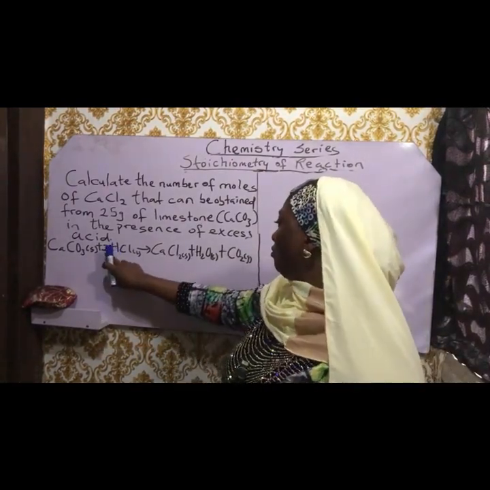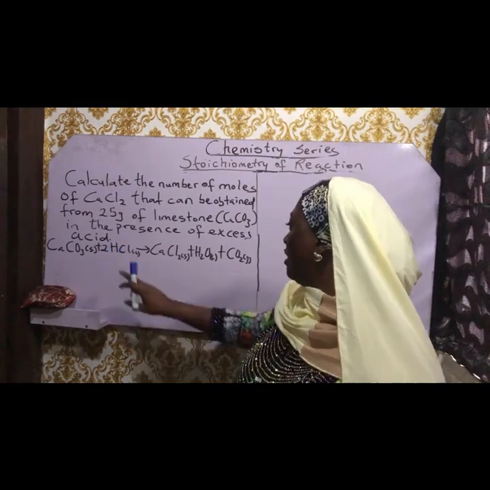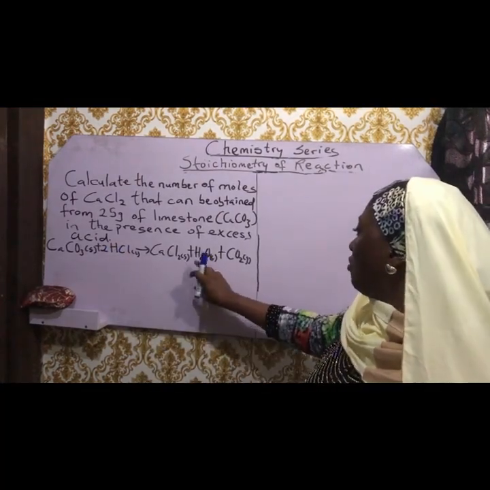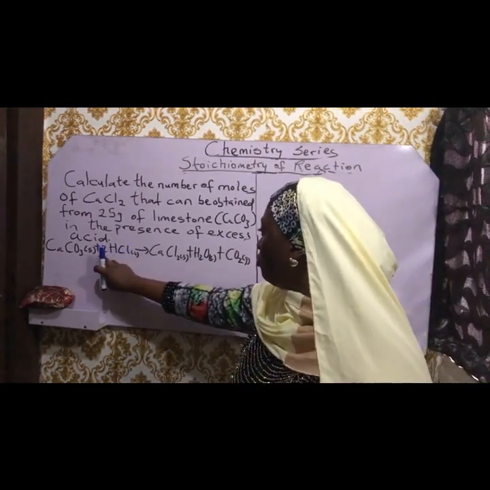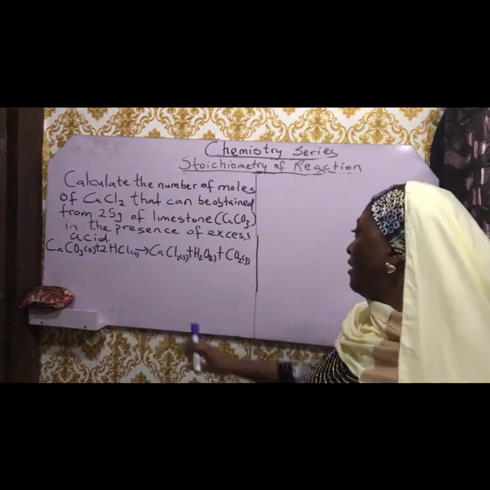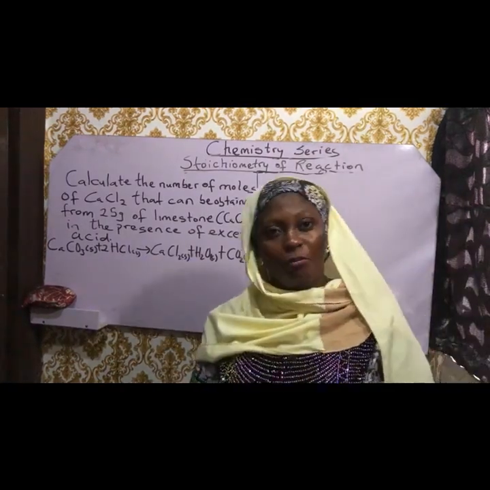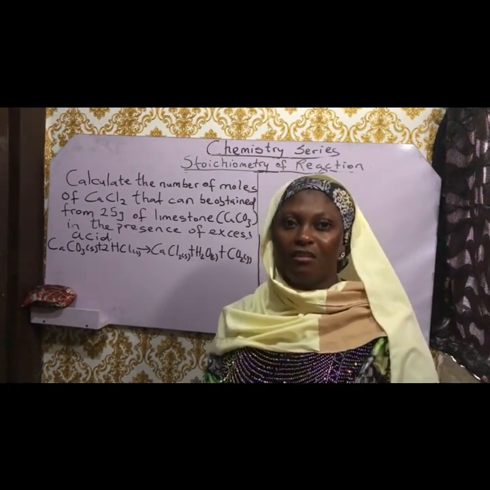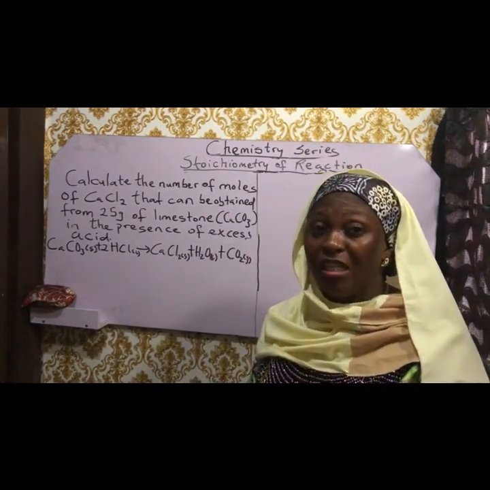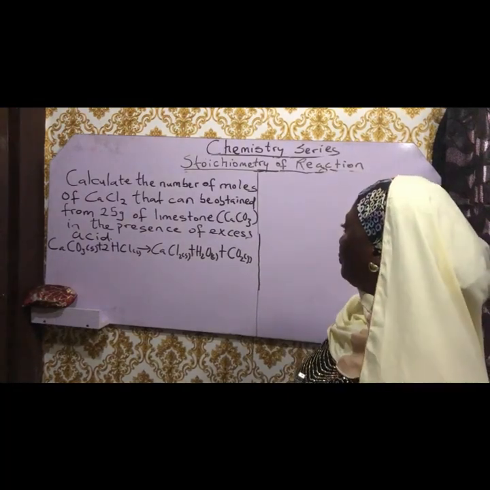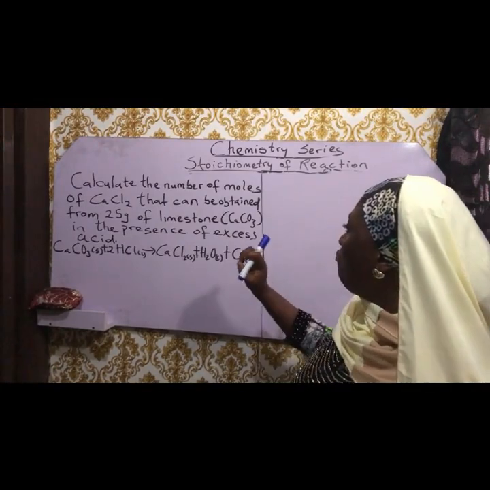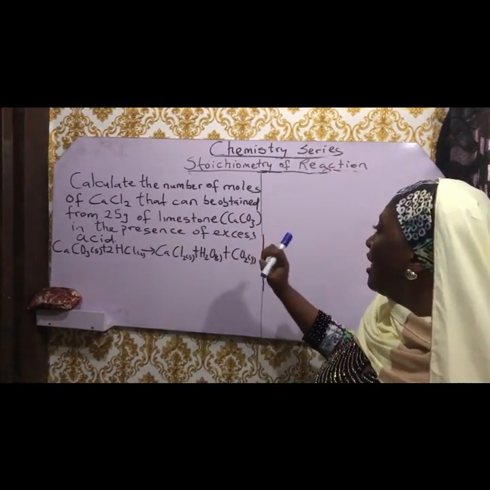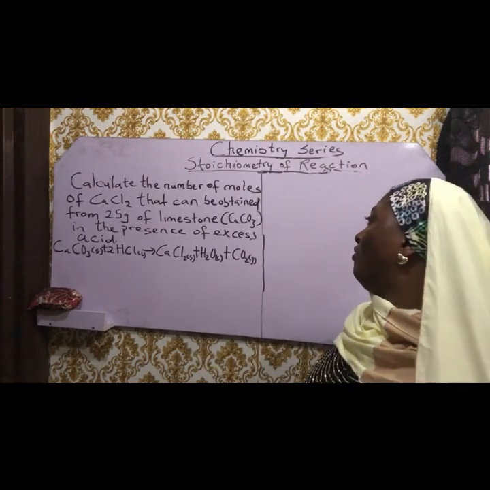We have 2 times 1, that is 2 atoms of hydrogen in the reactant, and 2 atoms of hydrogen in the products. 2 times 1, that is 2 atoms of chlorine in the reactant and 2 atoms of chlorine in the products. This simply means that the equation is balanced. Now, let's focus on the question. Calculate the number of moles of CaCl2 that can be obtained from 25 grams of limestone.